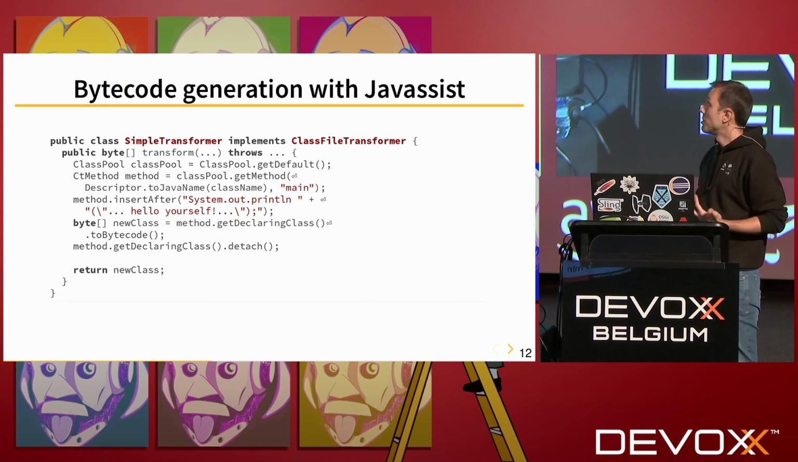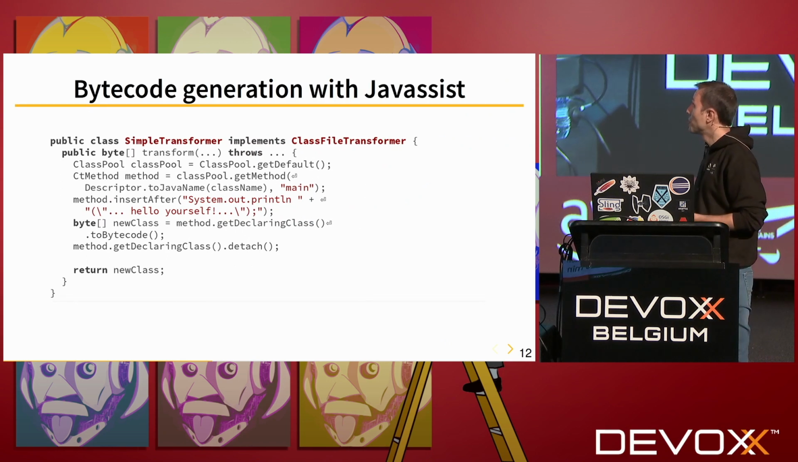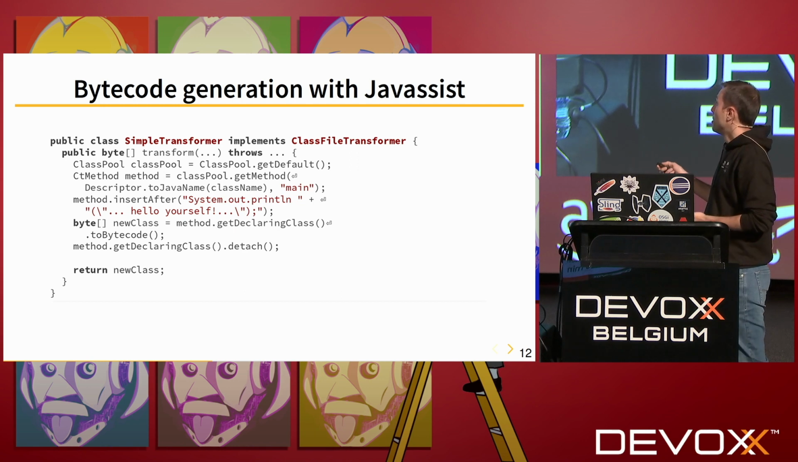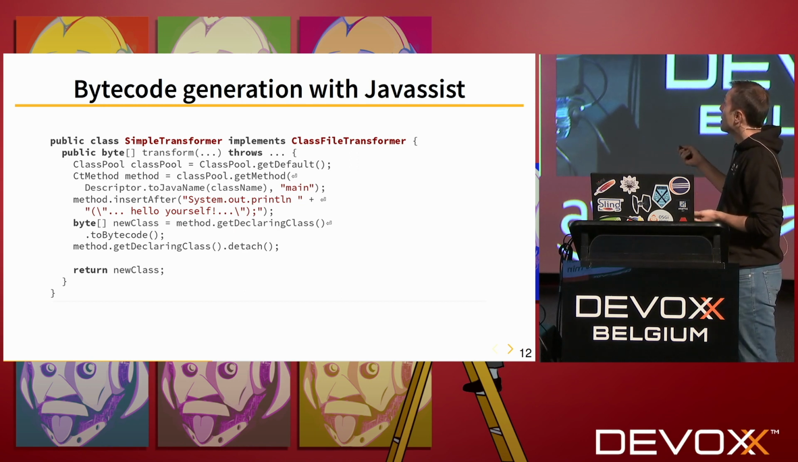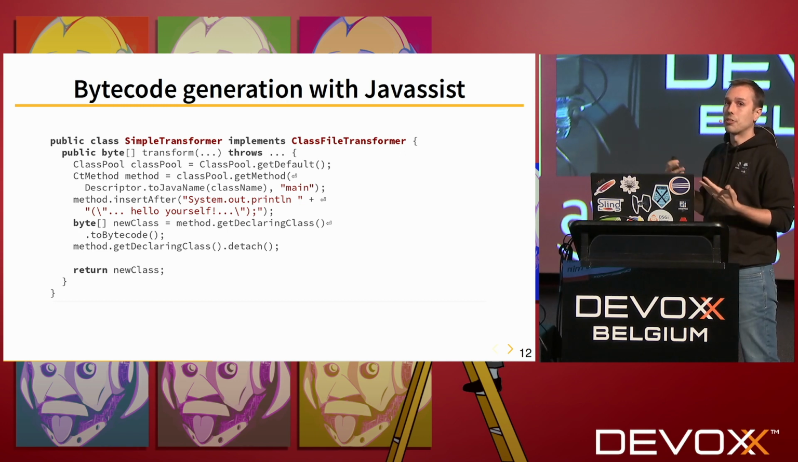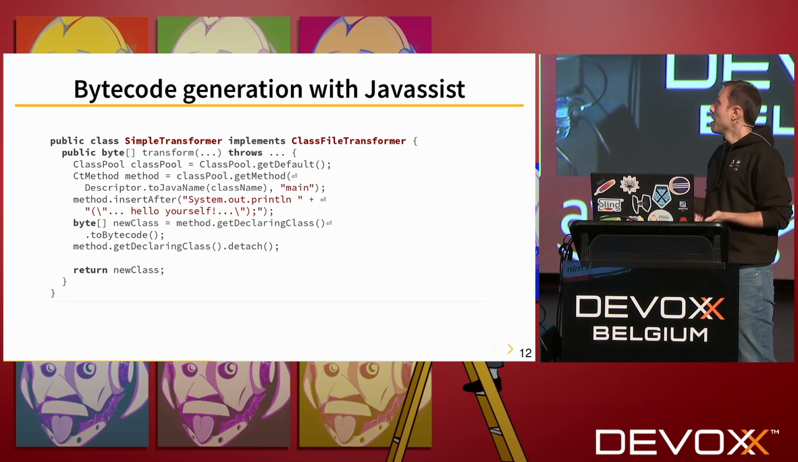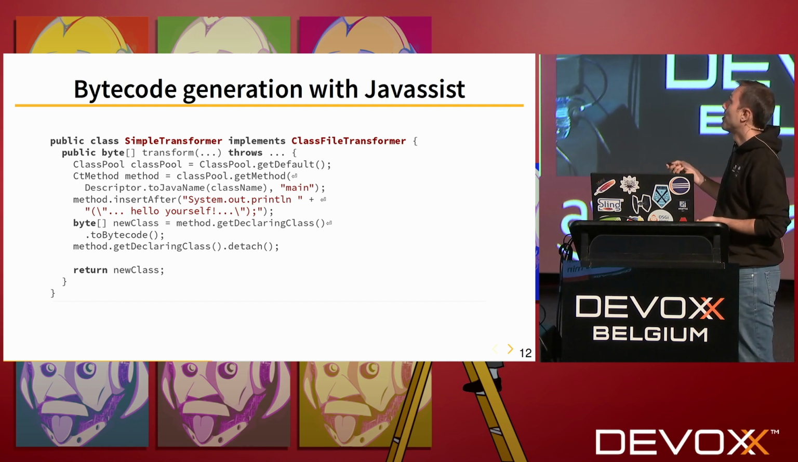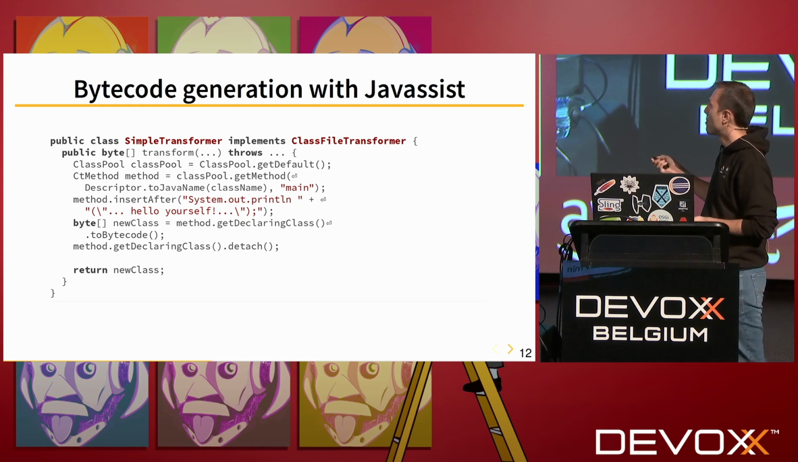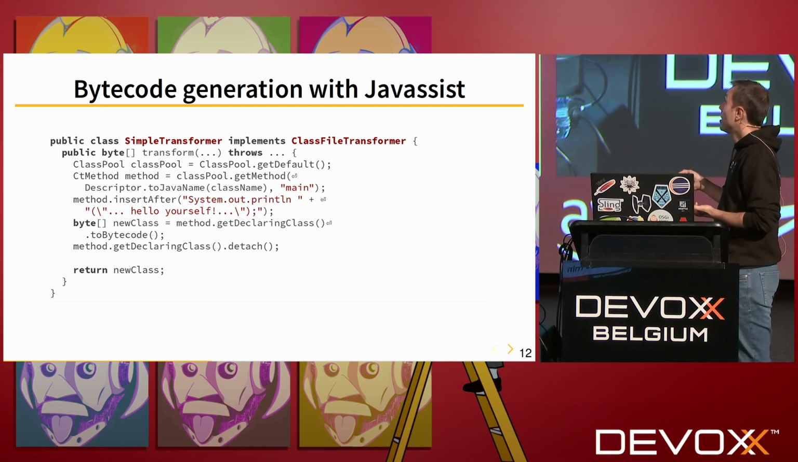And a simple transformation with Javassist looks a little bit like this. So this is the body of the implementation of the class file transformer. First, we get access to a class pool, which is the entry point into the Javassist API. And then from the class pool, we can directly get a method. We tell it this is the class name, and I want to work with the method main. And then we get to insert some Java code at the end of the method.